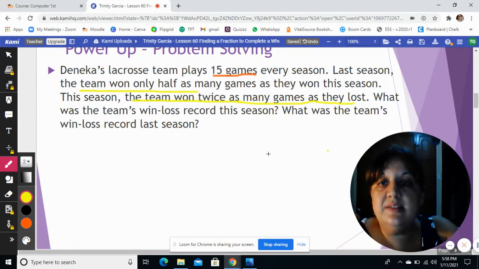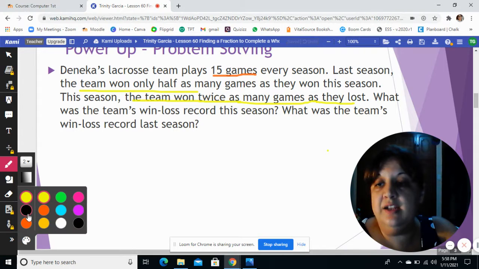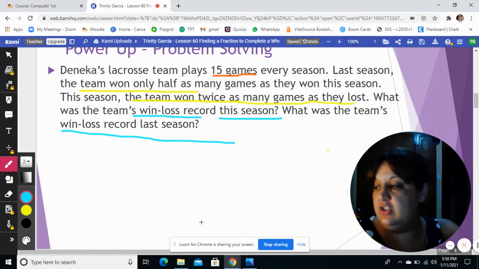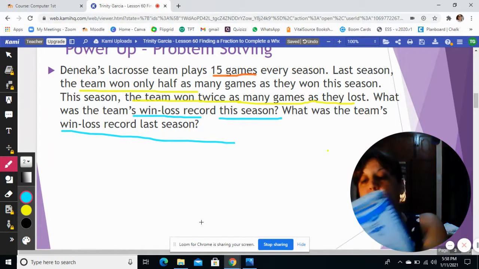And what was the team's win-loss record this season? What was the team's win-loss record last season? Okay, so that's what we're trying to figure out, what the team's win-loss record is this season and the win-loss record last season. So we need to find out 2 things.